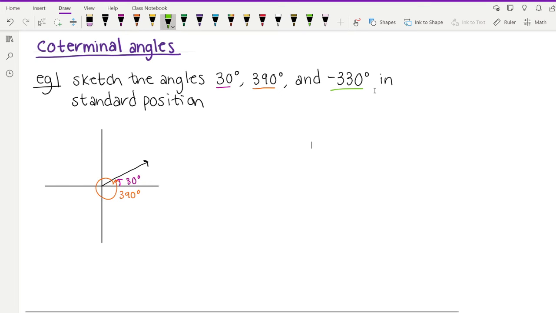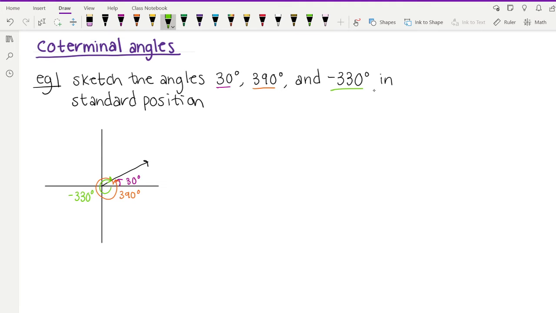Okay, what about negative 330? Now we're measuring the opposite direction. So negative 360 would be if we went all the way around like this, right? That would be negative 360, and we wouldn't really draw anything. It would just be the x-axis. But negative 330 is not quite as far as negative 360. That would be almost all the way up to the x-axis, but 30 degrees shy. And so that would look like this.